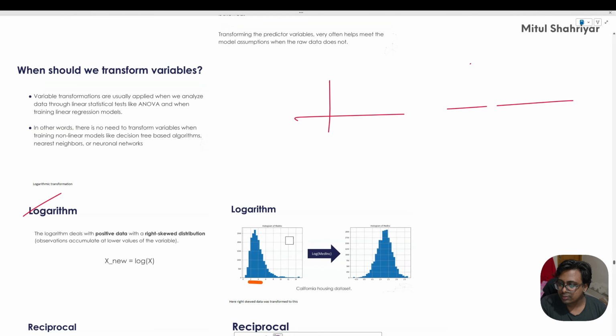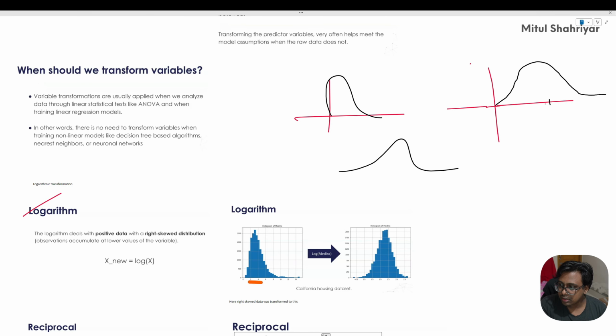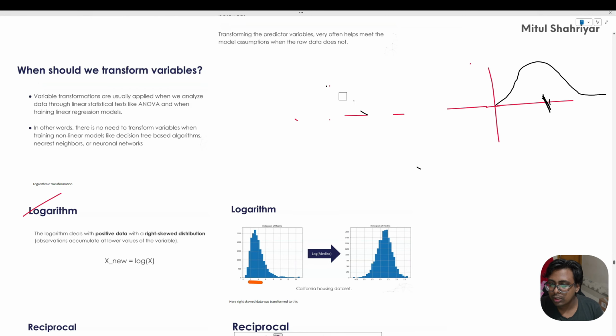Now let's create a line. It can be like this, or something like this, and a normal distribution should be equal on both sides like this. In the middle, near the mean, most of the data should be near the mean. It's clear, I hope you understood the concept so far.